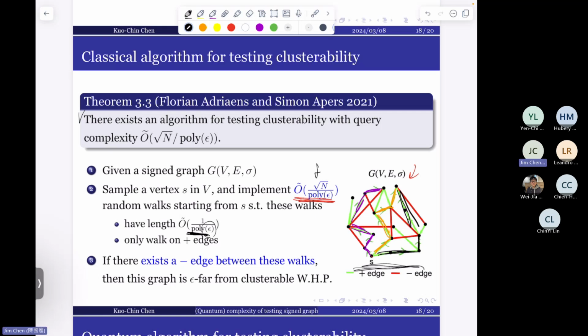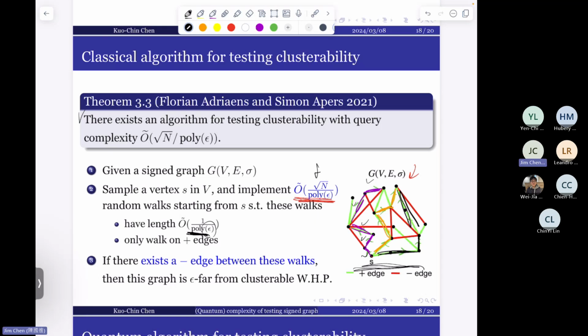For example, the length of the random walk for the purple walk is 1, 2, 3, 4, 5, so it is 5. So the length of the random walk is proportional to poly(1/epsilon). Yeah, it's independent of N, the number of vertices in the graph.